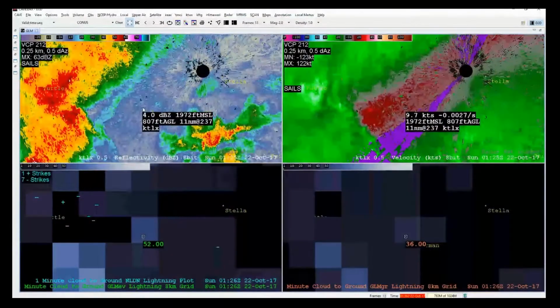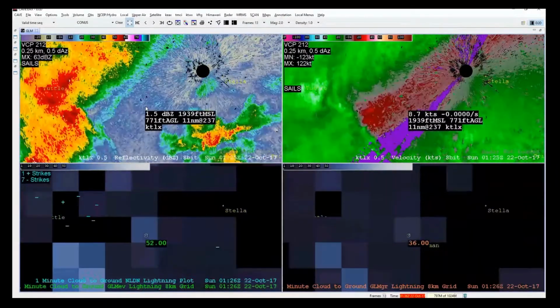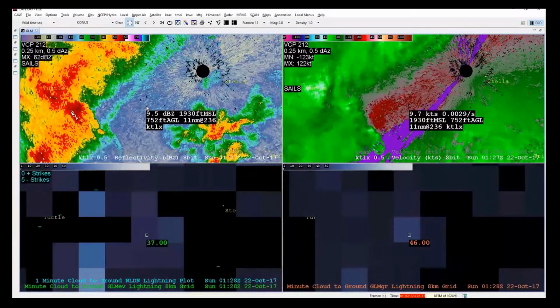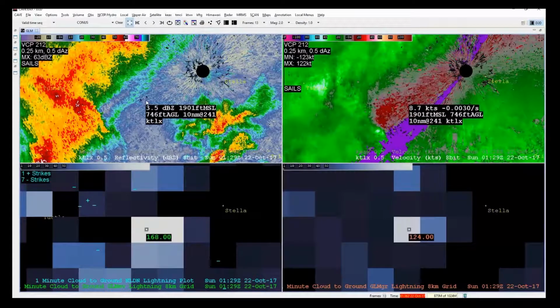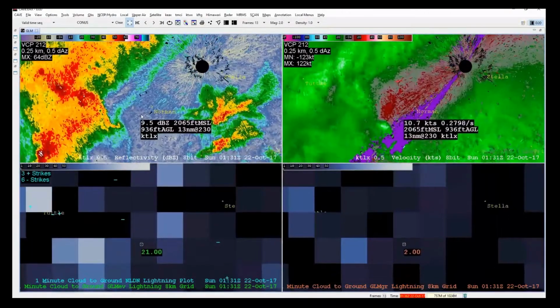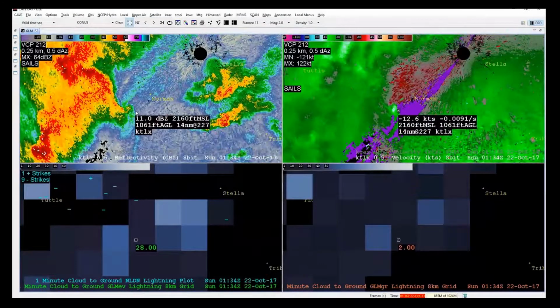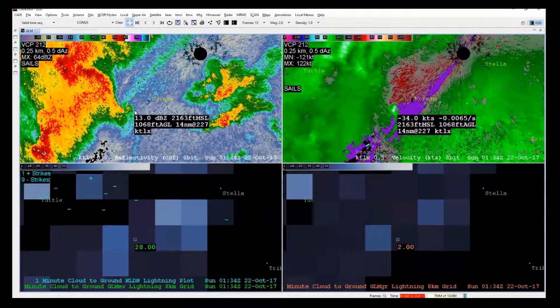So you have what is a fairly unremarkable looking storm from the lightning perspective. It was obviously interesting beforehand, but then you have this significant uptick in lightning here at 129Z, and then you start to see a more interesting reflectivity structure, and you see a corresponding increase in the velocity.